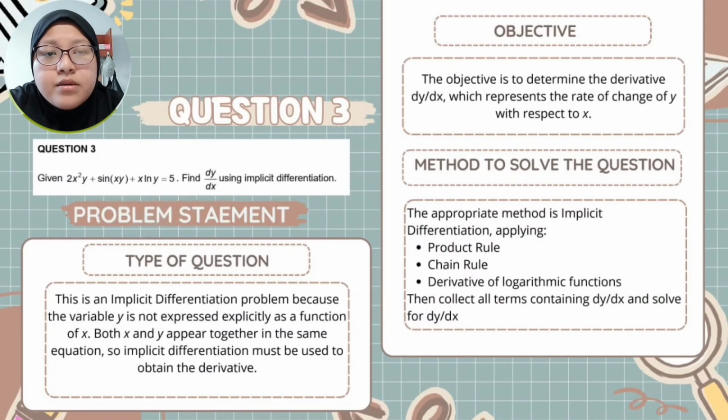Question number 3. The problem statement for question number 3 is: given 2x²y + sin xy + x ln y = 5, find dy/dx using implicit differentiation.